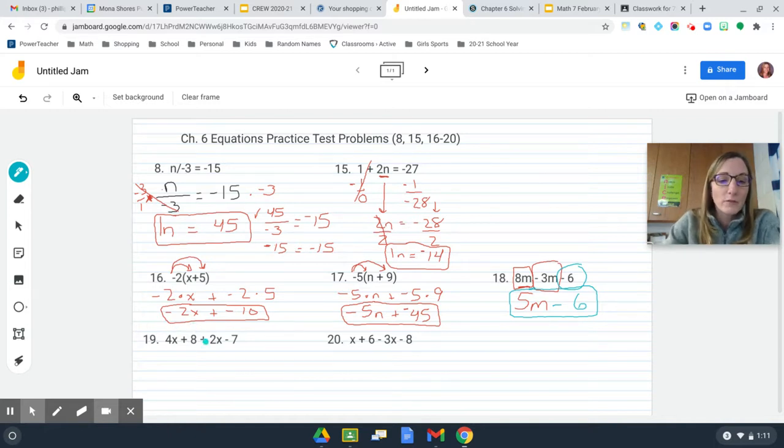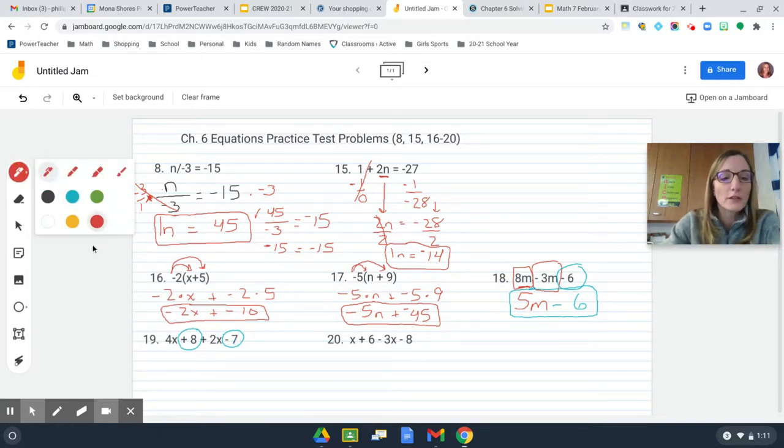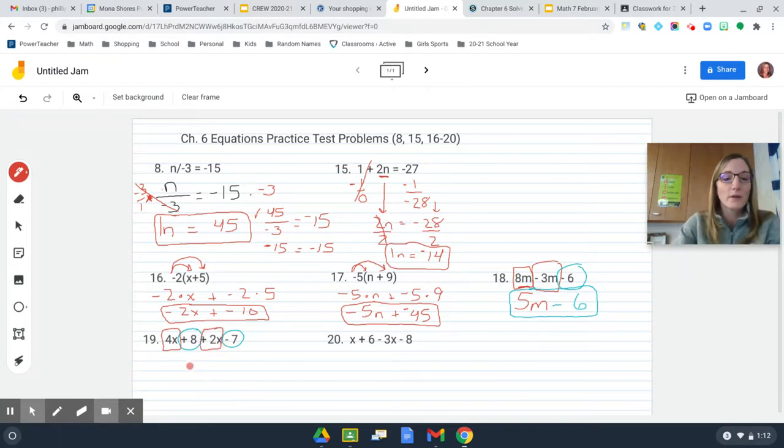We're going to do the same thing for 19 and 20. Since I'm using blue right now, for number 19, this 4x plus 8 plus 2x minus 7, I am going to circle my constants, the positive 8 and the negative 7. Switch back to the other color. And then I'm going to box in my like terms of x's, the positive 4x and the positive 2x.